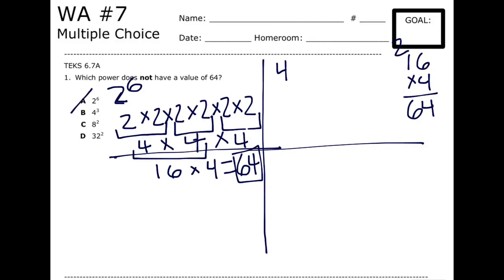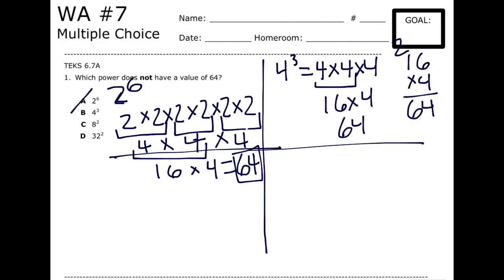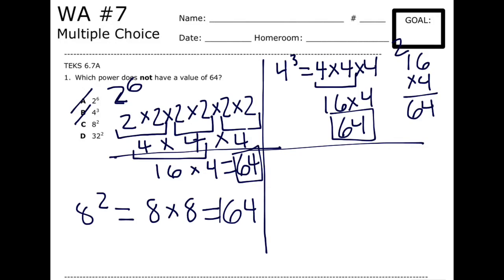My next one is 4 to the 3rd power. 4 to the 3rd is equal to 4 times 4 times 4. I know that 4 times 4 is 16, and then 16 times 4, which I multiplied over here, is 64. So my answer cannot be 4 to the 3rd power because that also gets me 64. 8 to the 2nd power is the same thing as 8 times 8. 8 times 8 gets me 64. So I know that it can't be 8 squared because that gets me 64.